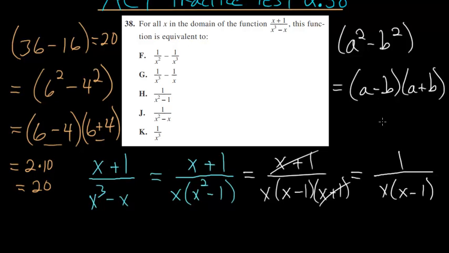At this point, the only thing we can do to really simplify this is to remultiply that x into x minus 1. Doing that, we have 1 divided by x times x, which is x squared, and x times negative 1, which is minus x. So this 1 divided by x squared minus x is as simple as we can make this function.